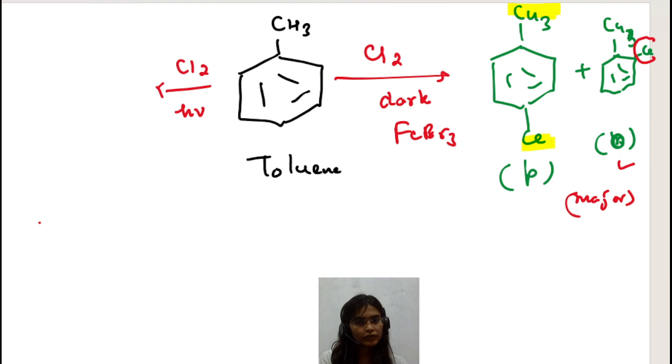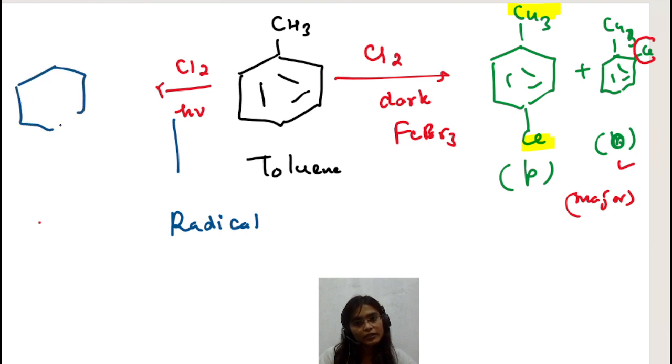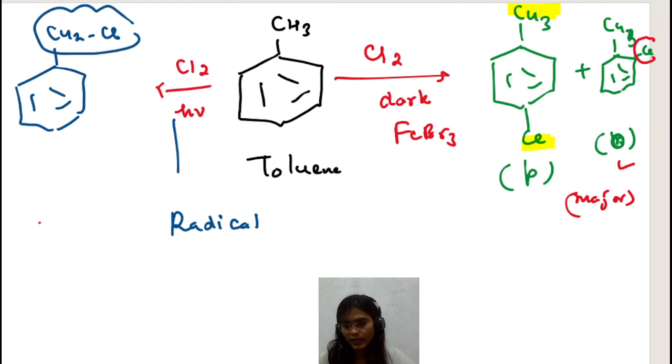For the light part, if you're using light, we have to follow the radical mechanism here. So definitely the Cl group is going to connect here, that is, this is CH2Cl. Okay, I guess it's clear now, right? So let's solve some questions. This is all for the theory.